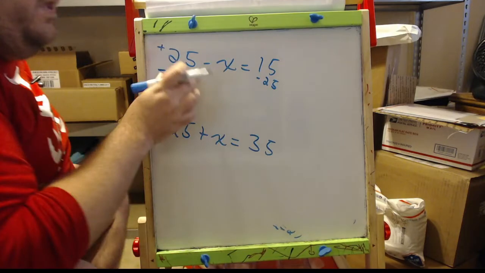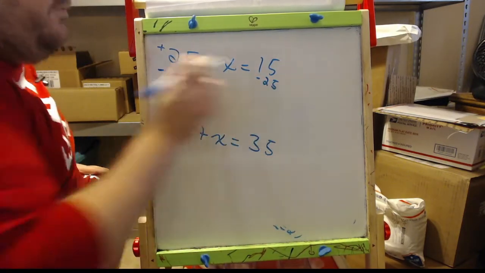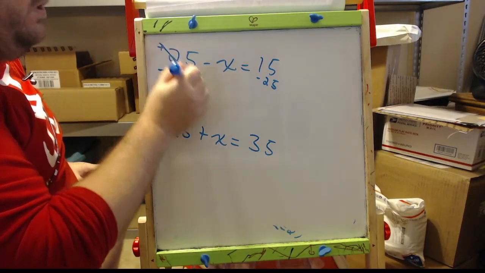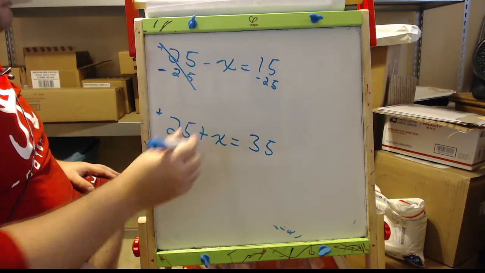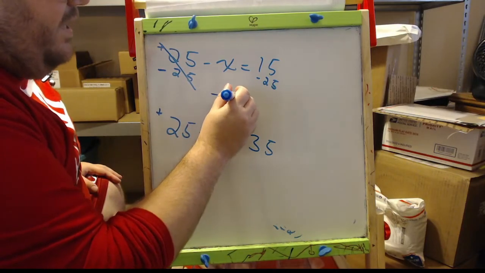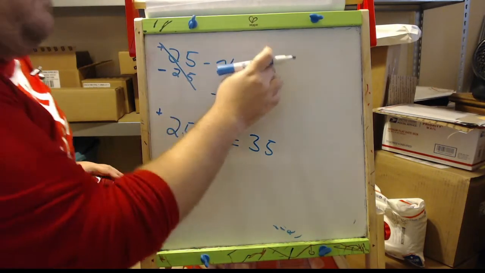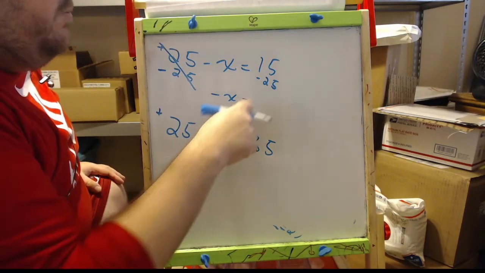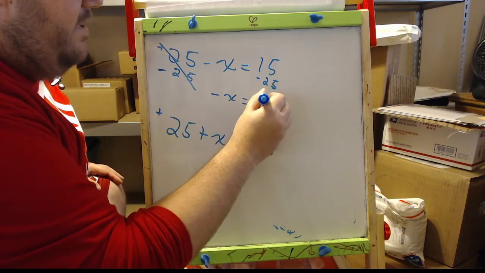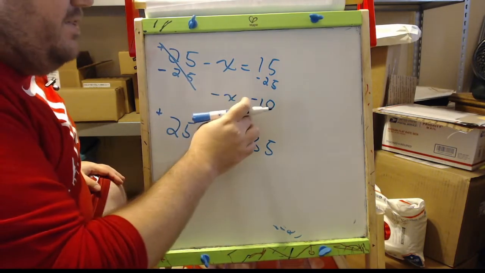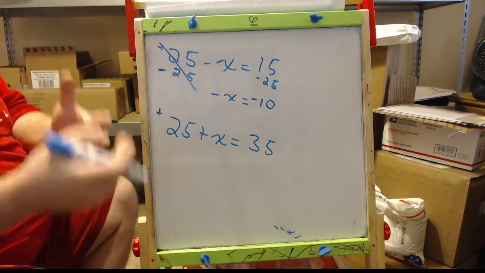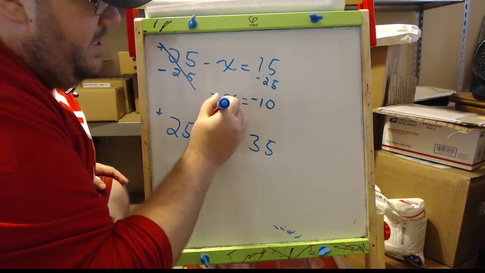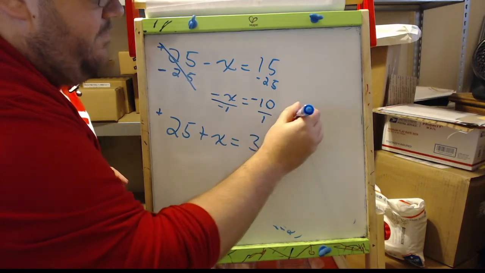If I do one thing to one side of the equation, I have to do it to the opposite side of the equation. Okay, so 25 minus 25 is 0. It'll cancel it out. I'm still left with negative x equals 15 minus 25. So now we have to go back into our integers, the pre-algebra stuff, which would be negative 10. Okay, so I have negative x equals negative 10, but I want to solve for x. I don't want to solve for negative x. So divide each side by a negative 1 in this case, and we find that x equals 10.